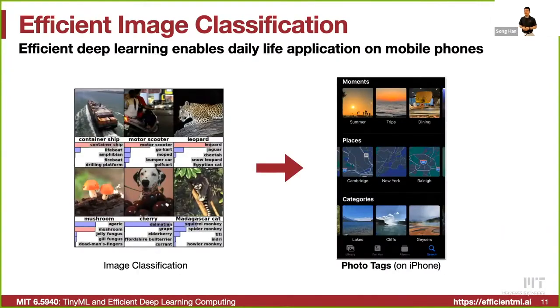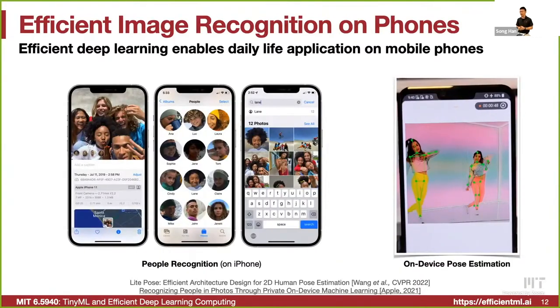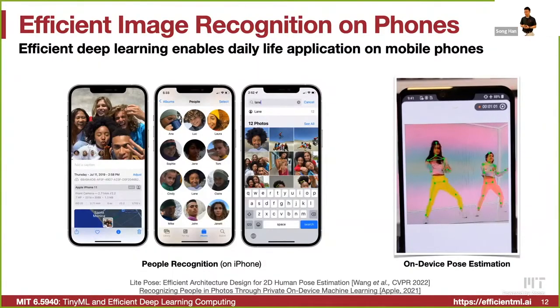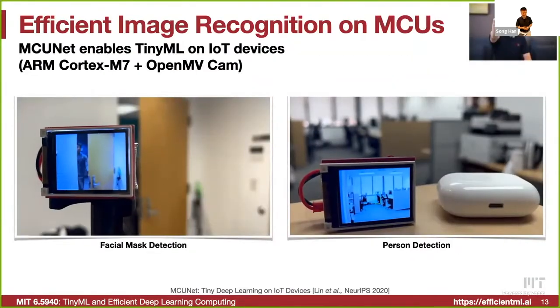Such amazing efficient AI techniques enable running these deep neural nets locally on the edge. For example, running on the phone, we can tag our photos: summer, trips, dining in different locations, different lakes, cliffs, geysers, right? And also do people recognition locally on the phone. On the right-hand side is on-device pose estimation from our lab. Everything is running locally. You don't have to worry about your data being transmitted to the cloud. And we are going to learn those techniques.